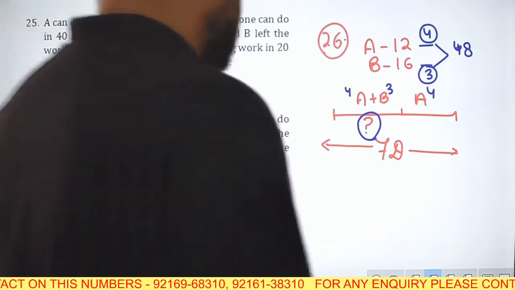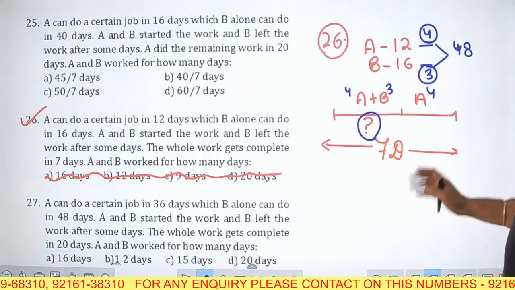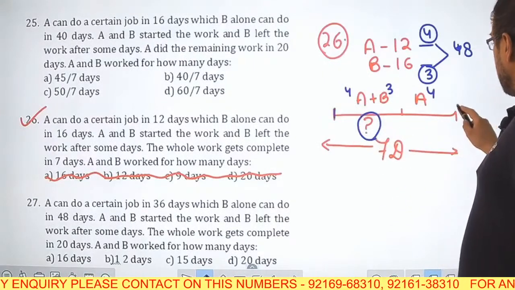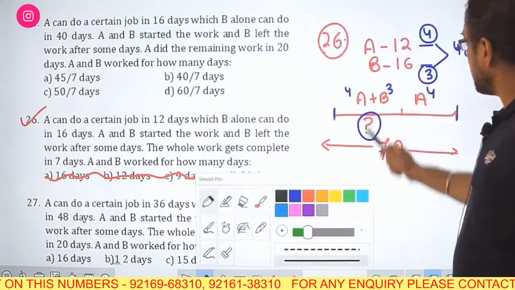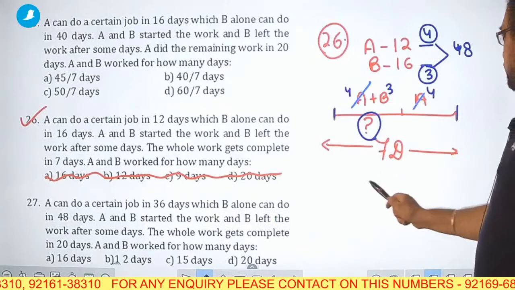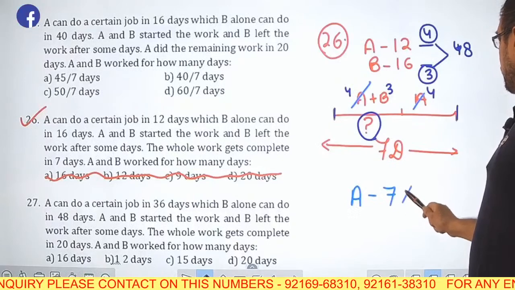Yes, bache, tell me how we approach such kind of question. Let's see. A is working for the whole time. So let's see how we start with such kind of question. A is working here also and A is working here also. So for complete 7 days, A is working. So A will do in 7 days.